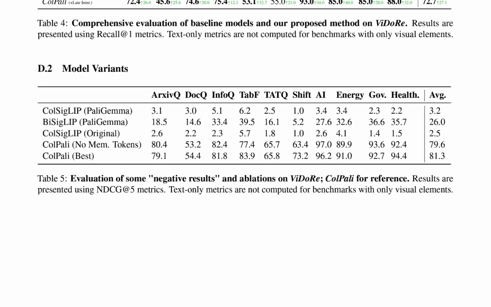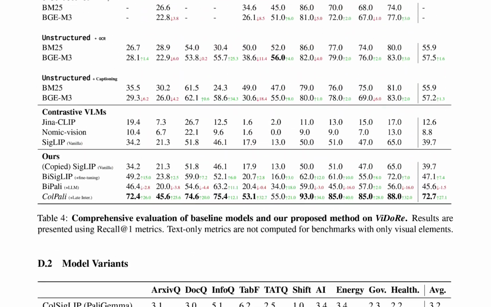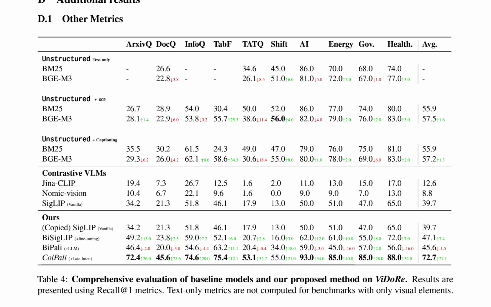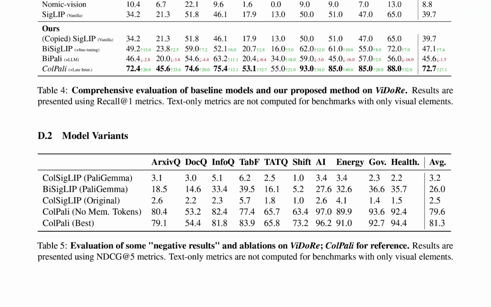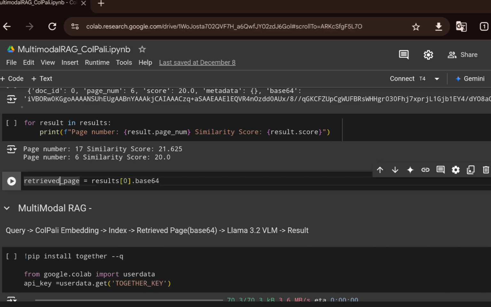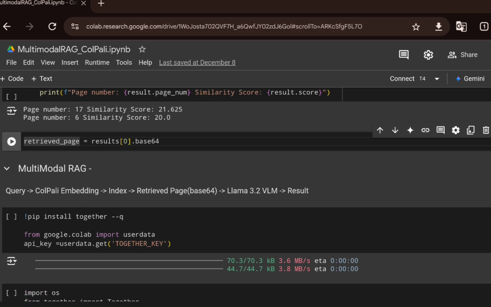Right, so our model is working, and using this page it will try to generate the response for that particular question. Then we will get the base 64 representation of the first page, which is associated with page number 17, and then we will build a multimodal RAG. So the pipeline looks like this.